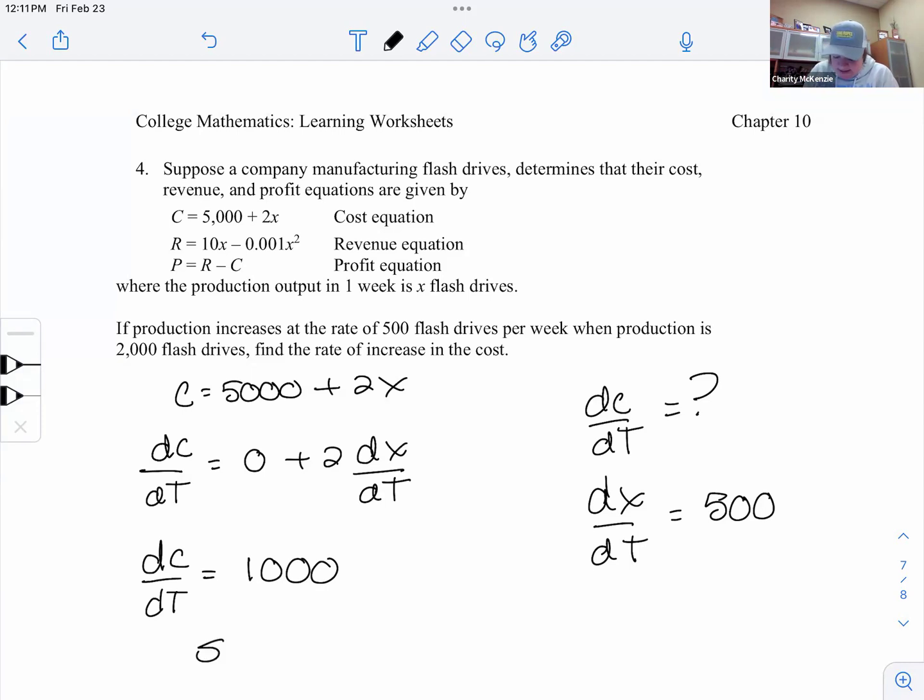So it's going to increase. That's our cost will increase $1,000 per week. And the time is always whatever it gave you, right? t is referring to time. We happen to be doing per week. The other one was per second. It doesn't matter, whatever it's given.